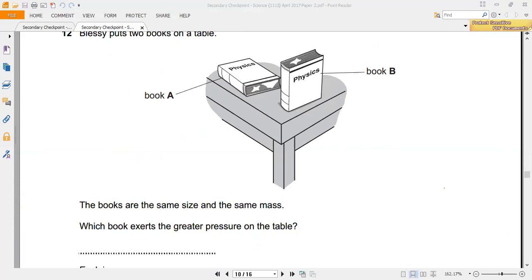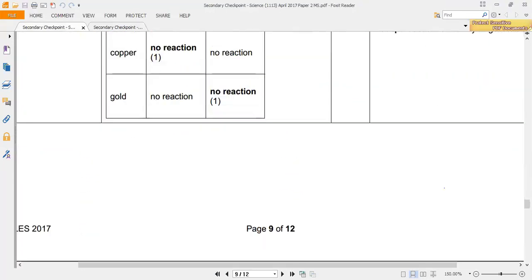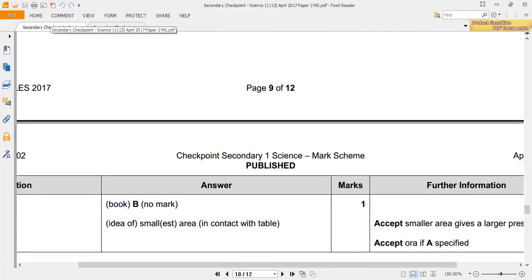Of course, book B. Why? Because the mass will be on a smaller area, so the pressure will be the greatest. Explain your answer. If you mention book B, the idea is a smaller area and it will be a bigger pressure.